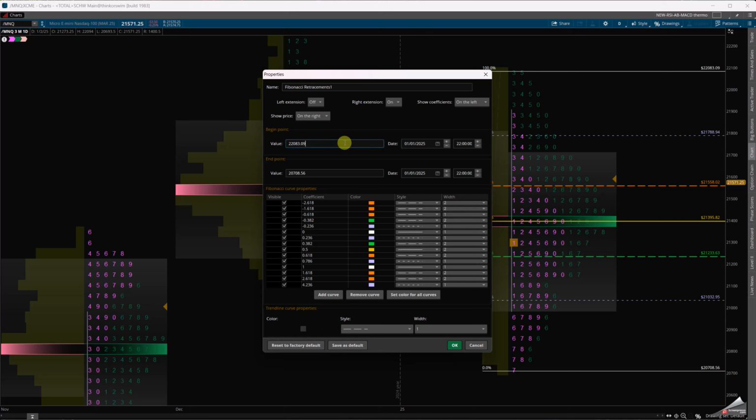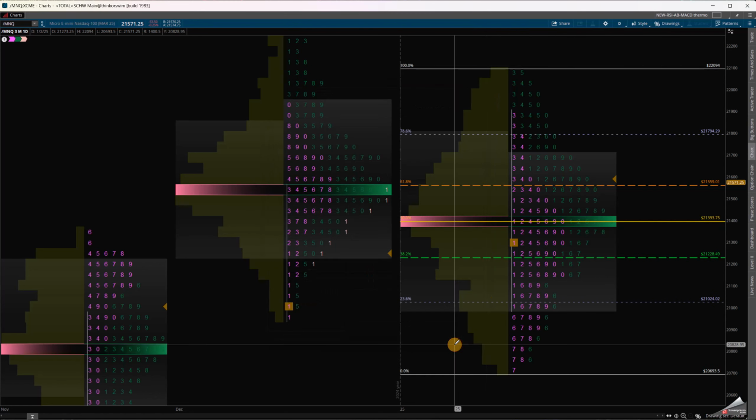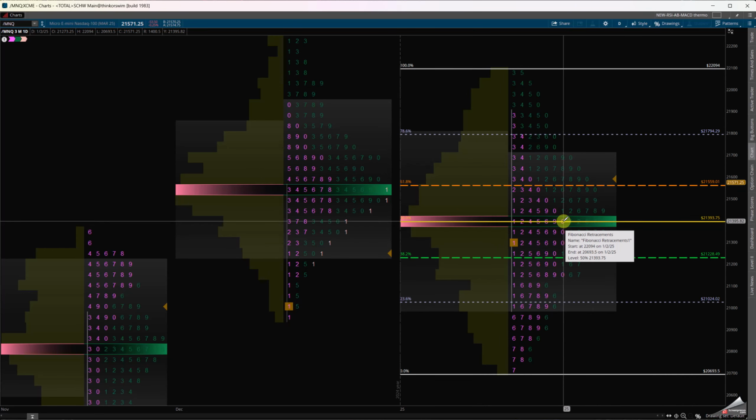What's the high? 22,094. It's on the top right corner. If I move up my mouse here, you can see it up here, okay? And you can see the low here. So let's put the low down there so we can anchor it, 693.5. I used the Nasdaq one for one reason, because my 50%, it can go either way.